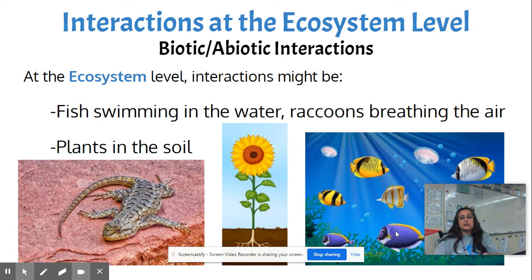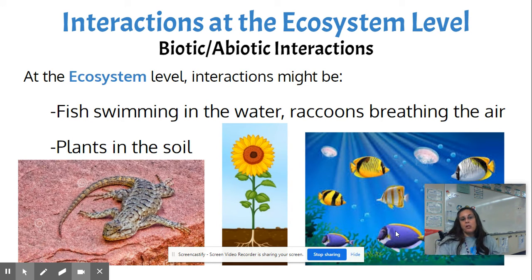Could be the fish swimming in the water. Okay, the fish are the living, the water is the not living. Okay, could be raccoons breathing air. All of those would be examples of living things interacting with non-living things. So an abiotic, biotic interaction.